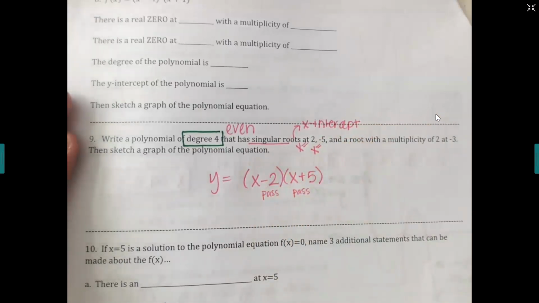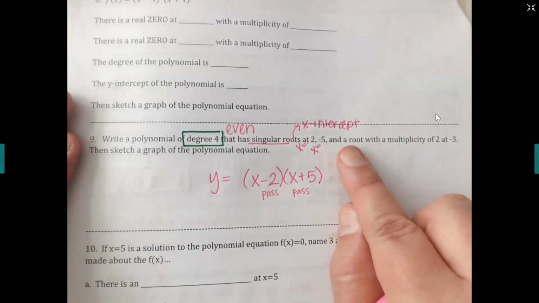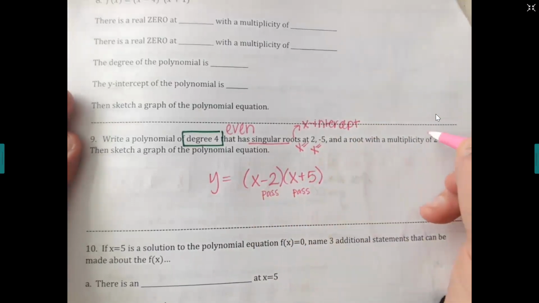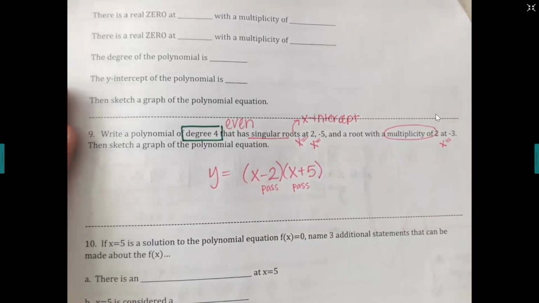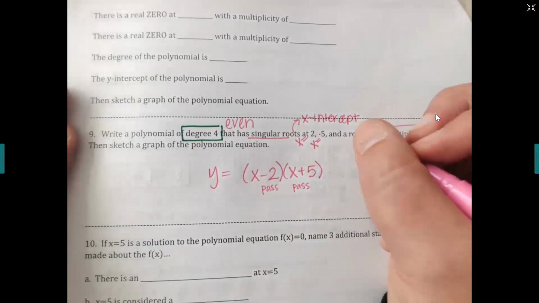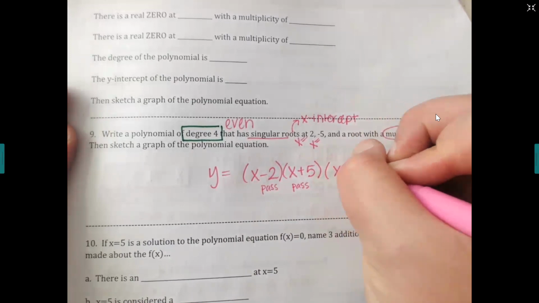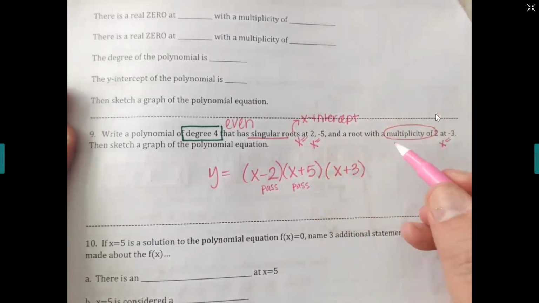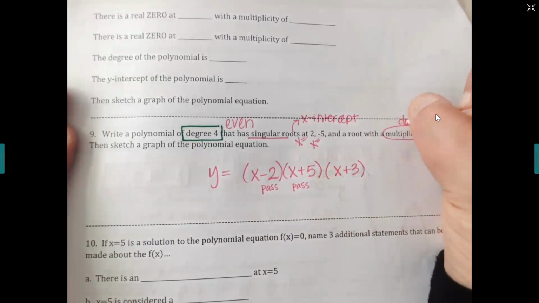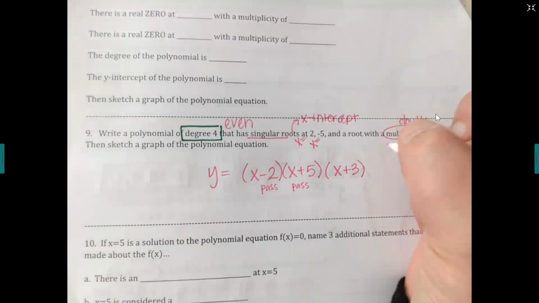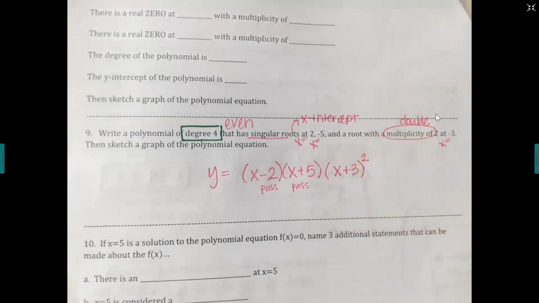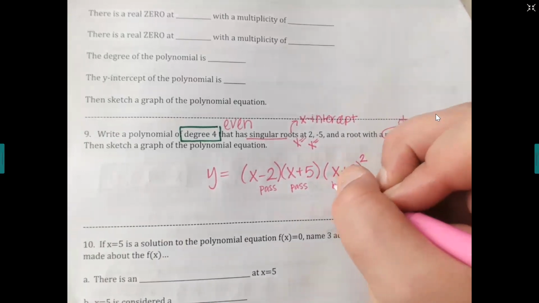Okay, then it says, read this last part carefully, we're going to have another root, multiplicity of 2 at x equals -3. What is the parentheses going to say if it's x equals -3? X plus 3, and a multiplicity of 2 means that it's a double root. How do I show that it's a double in the equation? Squared, very good. And do we remember what happens on the graph if it's a squared? It should be a bounce, very good.